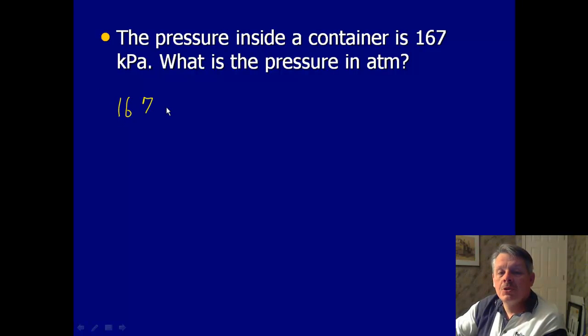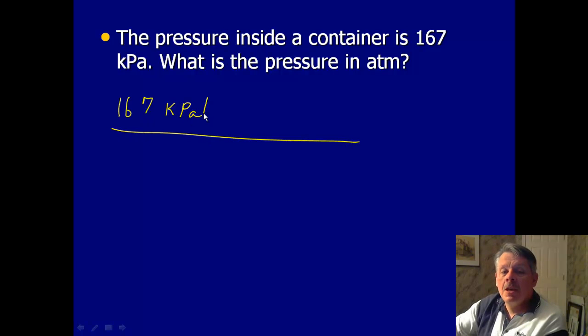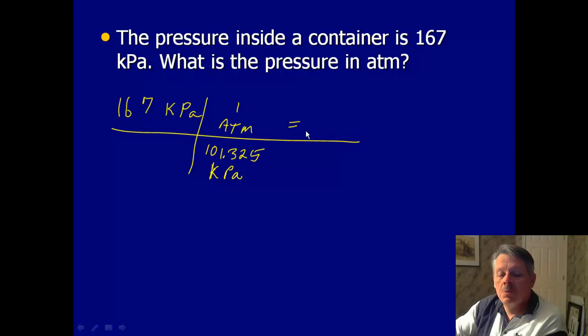All right, we start with the information we're given, which is 167 kPa. Now we're trying to go from kilopascals to atmospheres. Kilopascals obviously has to go on the bottom. Do we have a conversion factor between kilopascals and atmospheres? We certainly do. And we can see that 1 atmosphere is 101.325 kilopascals. When I do the math and this division, I come up with 1.65 atmospheres.